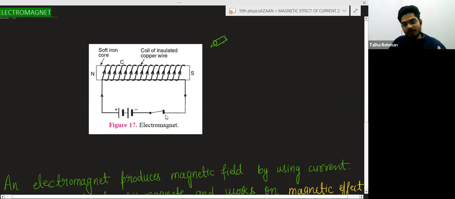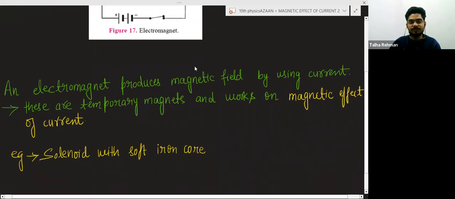When you switch off, or you can say when you open this switch, and current becomes zero in this wire, what will happen in that case? This magnet will lose the magnetism, and now it will not behave as a magnet. It will not attract this iron piece or iron nail.